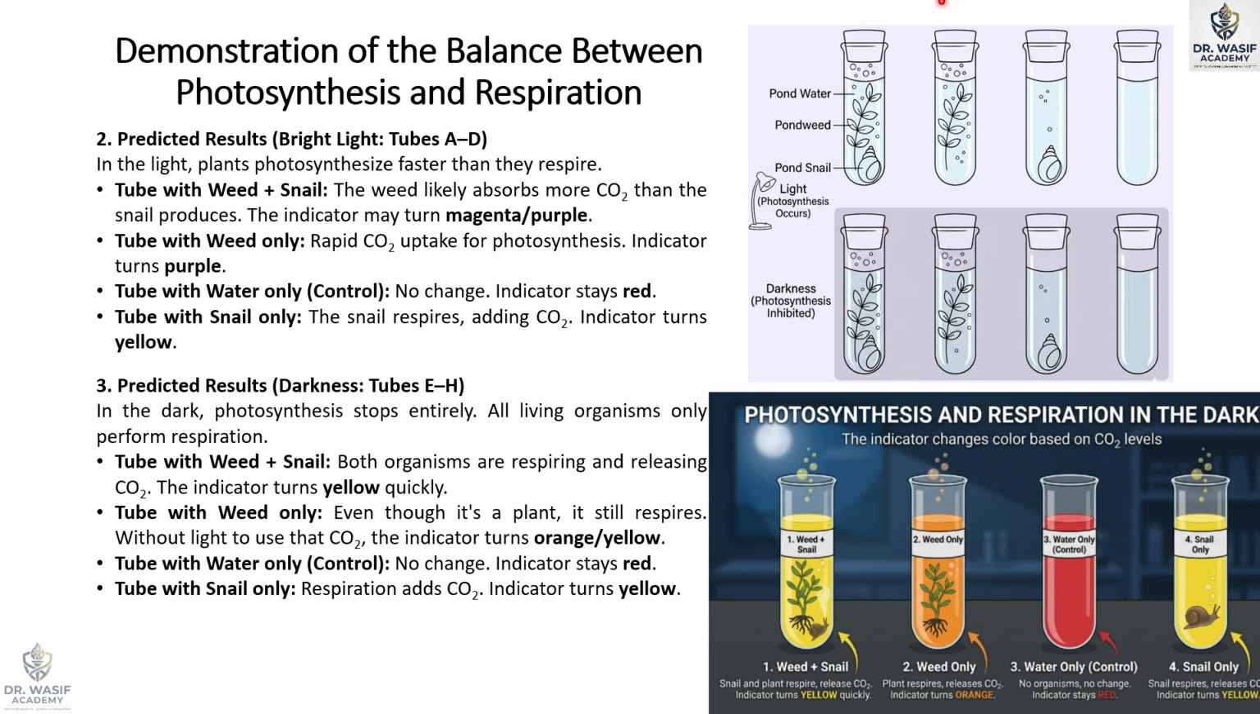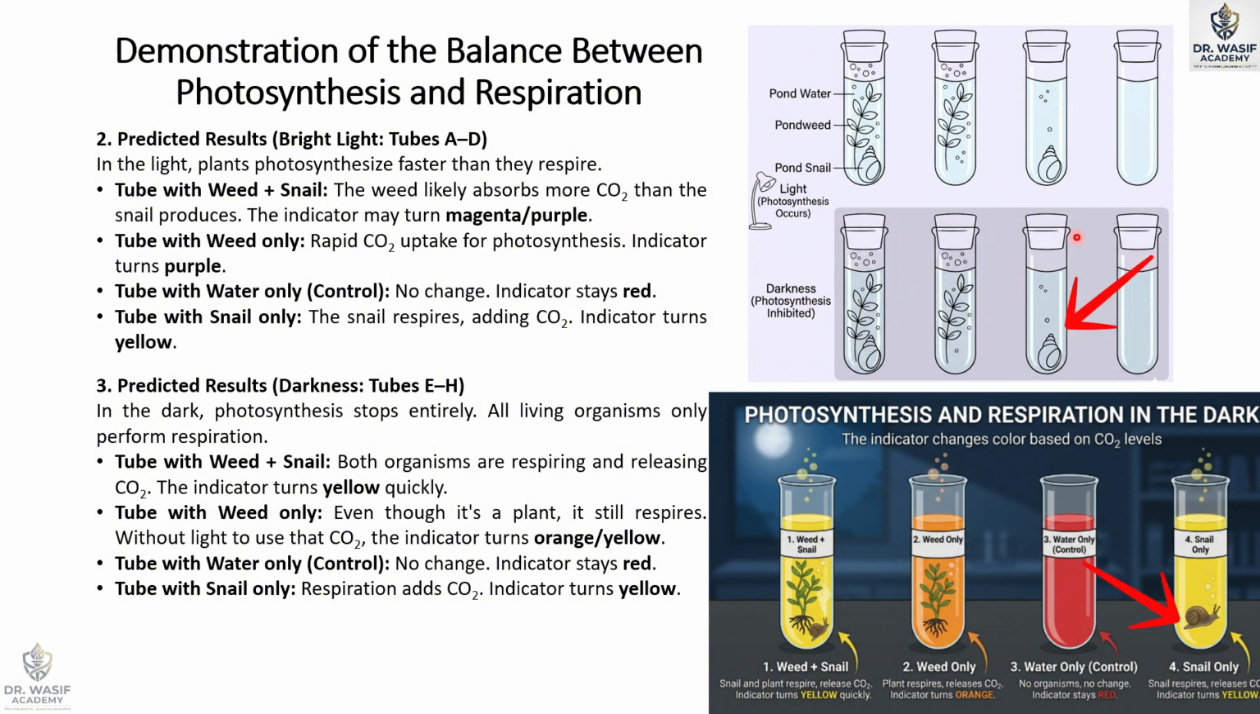Then the next case is the tube with weed only. Even though it is a plant, it is still a living thing. It respires 24/7. As it is respiring, but without light, it is not using carbon dioxide, so the gas builds up and turns the indicator yellow. It means under darkness, the photosynthetic process stops. This pondweed is not consuming carbon dioxide. If not consuming, then definitely the concentration of carbon dioxide will increase, so the indicator will turn yellow.